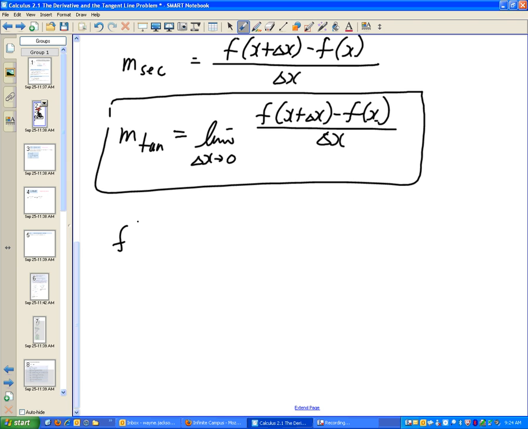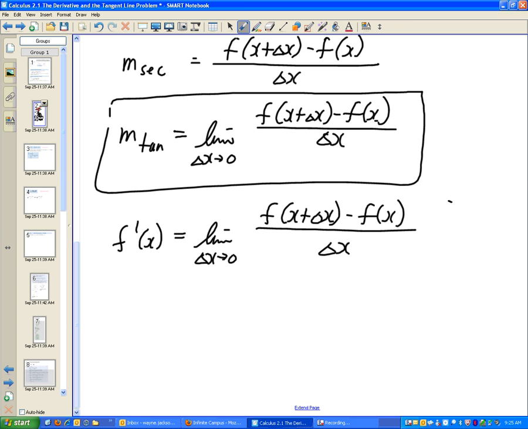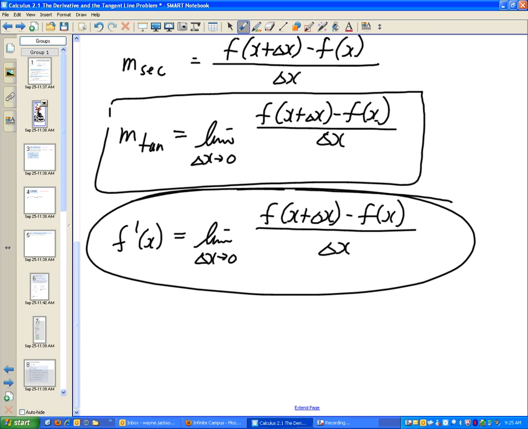So, f prime of x means the derivative of f of x equals the limit as delta x approaches 0 of f of x plus delta x minus f of x over delta x. And that's the definition of derivative. Okay? All right, so far so good? All right, now let's start doing something with this. You ready to?